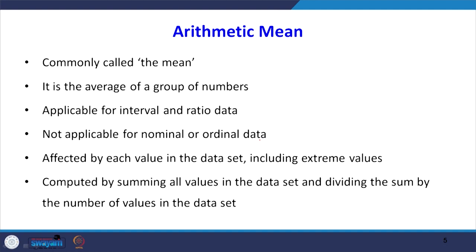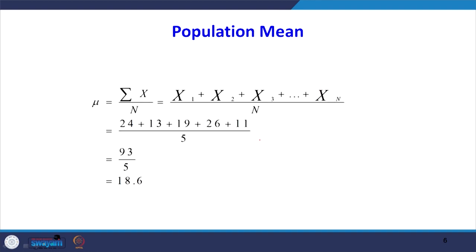One of the problems with the mean is that it is affected by the extreme values. It is computed by summing all values in the data set and dividing the sum by the number of values in the data set. Here I have used the notation mu. Mu, capital letters, represents the mean for the population. The formula is sigma x by n, that is x1 plus x2 plus x3 and so on plus xn divided by n. Here n is the number of elements.